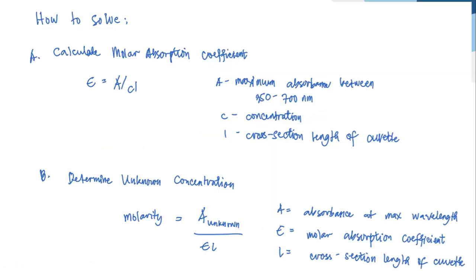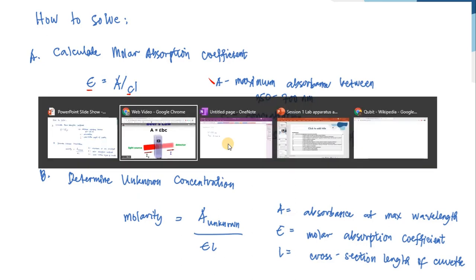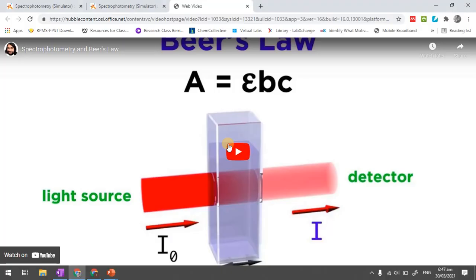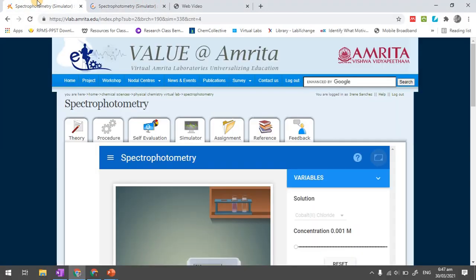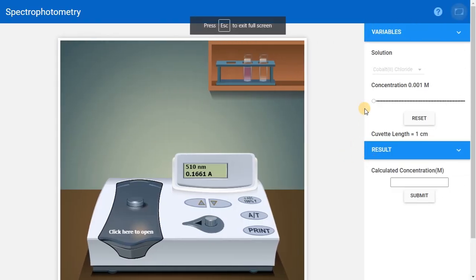Okay, so you first have this. Calculate the molar absorption coefficient. So we have now the A, the maximum absorbance between 350 to 700 nanometers, and the concentration and the length. So where are we going to get these values? It's at the simulator itself. If you full screen it again, you can see at this side we have the concentration 0.001 molar and the length of the cuvette is 1 cm. So you're going to input that.